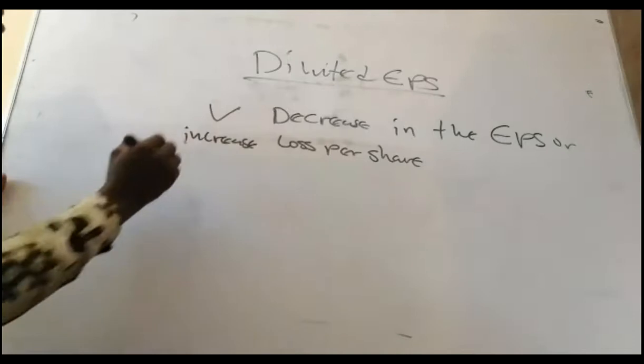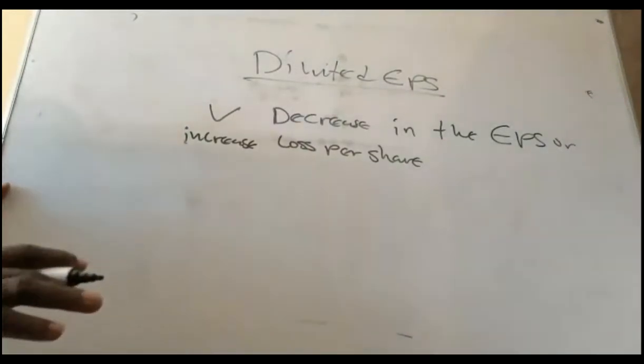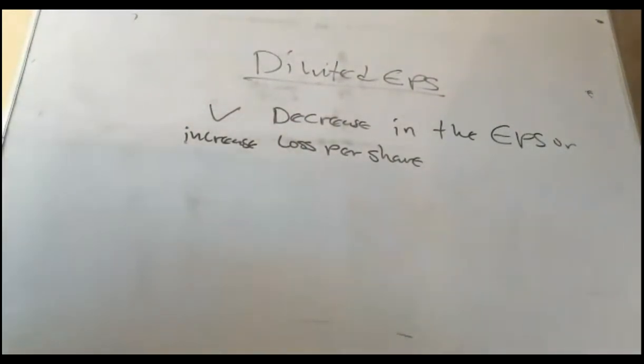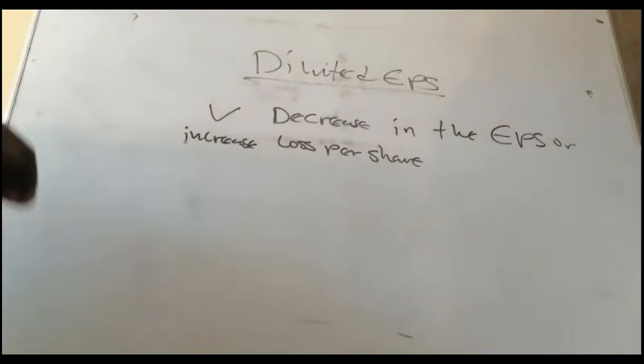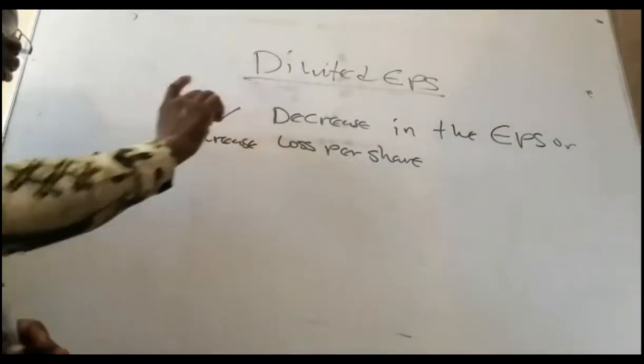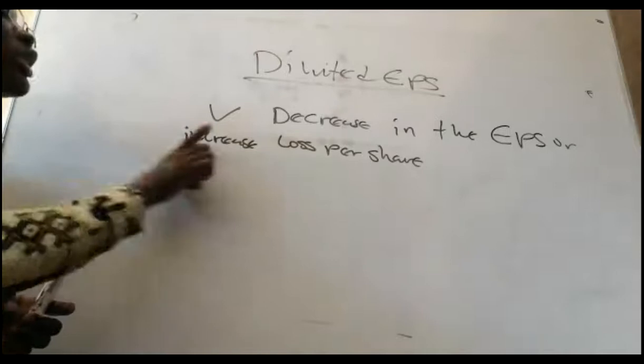Before I finish the definition, the critical meaning is this. There are some potential shares which have not been exercised fully, or which are not shares at the time that we are calculating the earnings per share, but it is likely or probable that the holders will convert them into shares. When they convert, it will increase the number of shares, which reduces the profit per share and hence causes dilution in earnings per share. So the definition of dilution is a decrease in earnings per share or an increase in the loss per share.